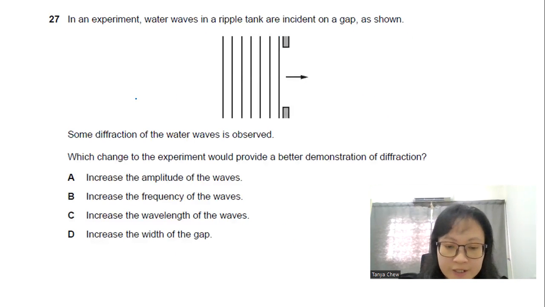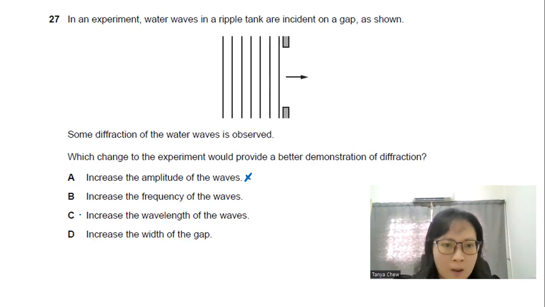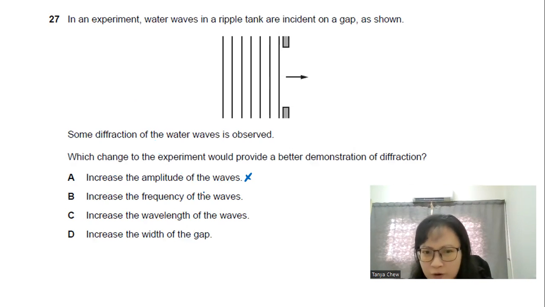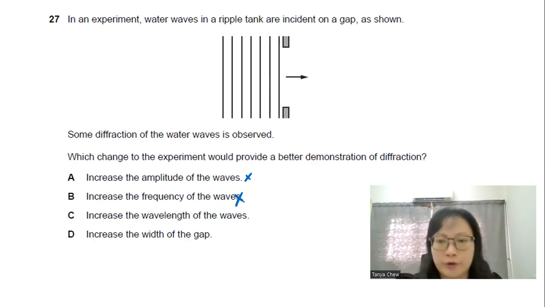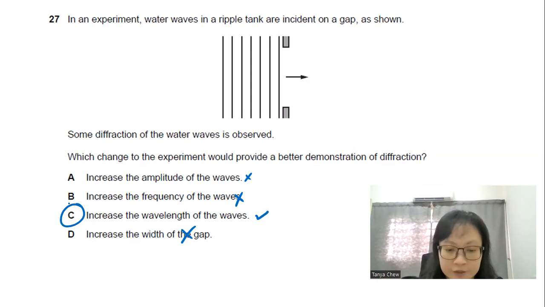Question number 27. In an experiment, water waves in a ripple tank are incident on a gap as shown. Some diffraction of the water waves is observed. Which change to the experiment would provide a better demonstration of diffraction? So even if you increase the amplitude of the wave, no, it won't give you a better diffraction. B, increase the frequency of the wave. When you increase the frequency of the wave, you are saying that you are decreasing the wavelength of the wave? No, it would not increase the diffraction. Increase the wavelength? Yes, it would. When you decrease the wavelength, no. When you increase the wavelength, it will increase the amount of diffraction. So C is the answer.